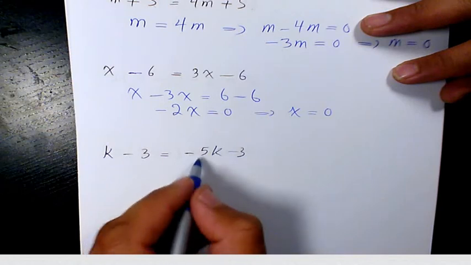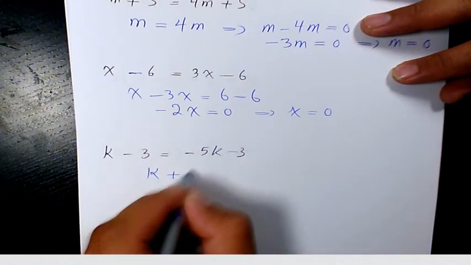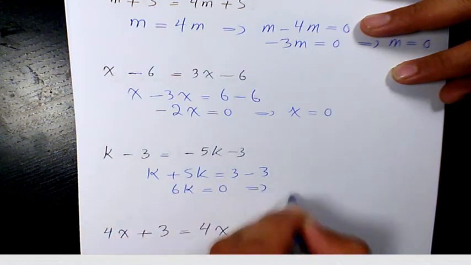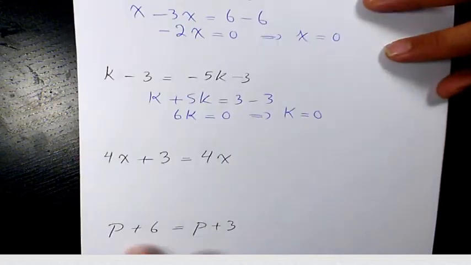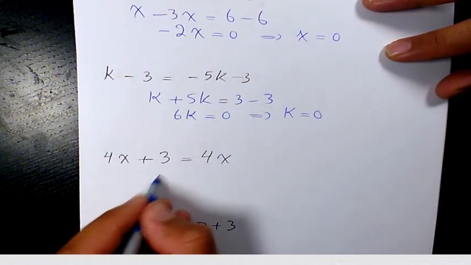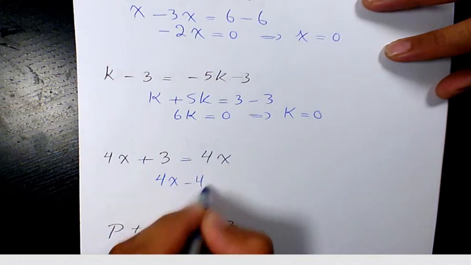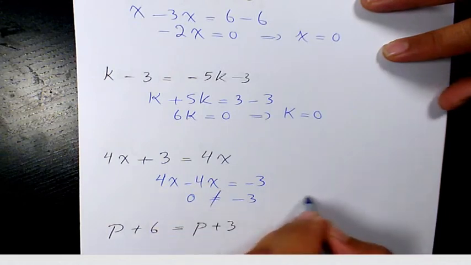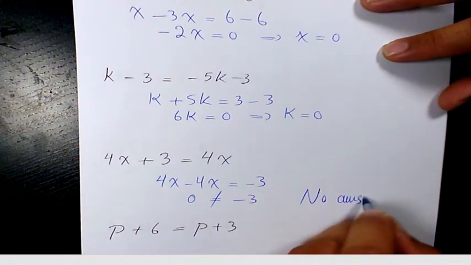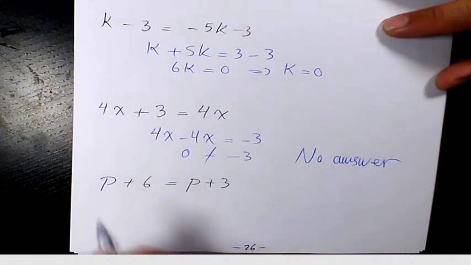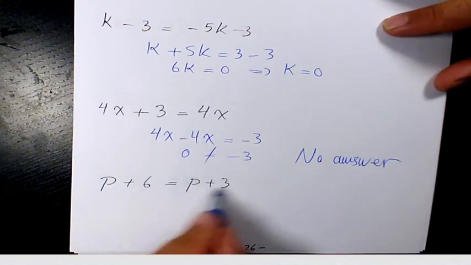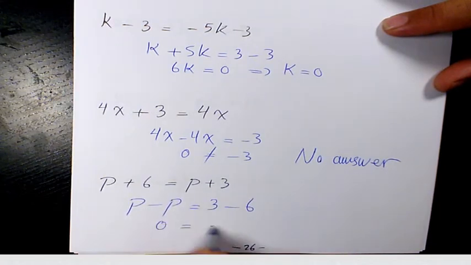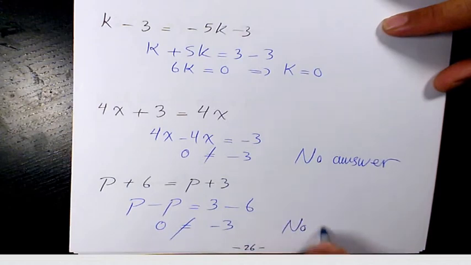k minus 3 equals negative 5k minus 3. So we have k plus 5k, 3 minus 3. So we have 6k equals 0, k equals 0. 4x plus 3 equals 4x. So we have 4x minus 4x equals negative 3. So 0 equals negative 3. That's not possible. So no answer. p plus 6 equals p plus 3. So it's p minus p equals 3 minus 6. 0 equals negative 3. That's not possible. So no answer.